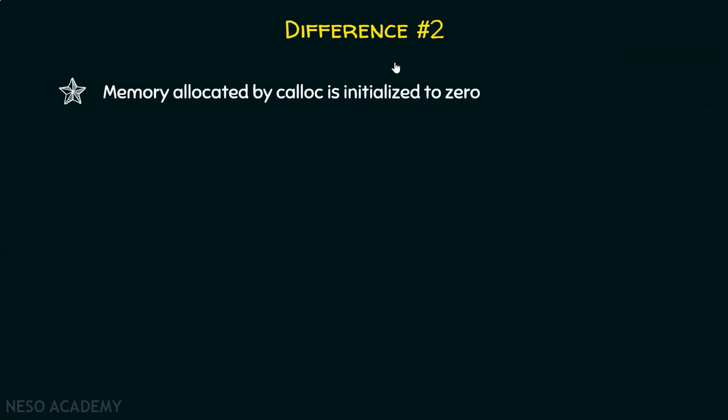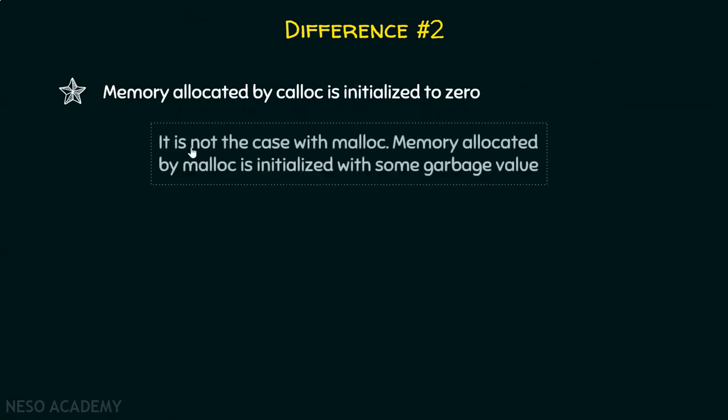Now let's discuss difference number 2. Memory allocated by calloc is initialized to 0. It is not the case with malloc, let me tell you. Memory allocated by malloc is initialized with some garbage value, while in the case of calloc, it is initialized to 0. This is a very important point, let me tell you. When memory is allocated by calloc, automatically all the blocks have been initialized to 0.